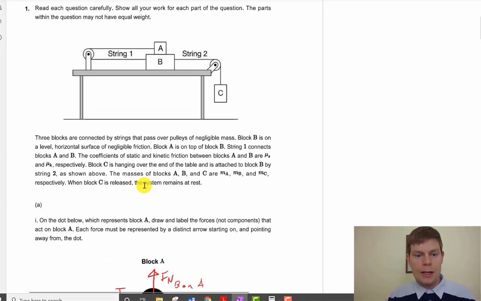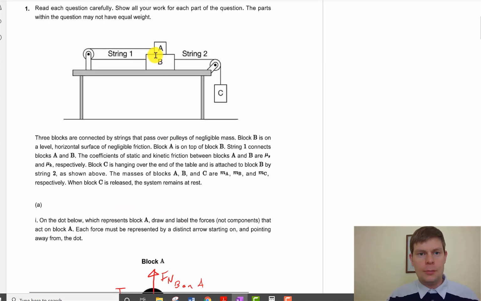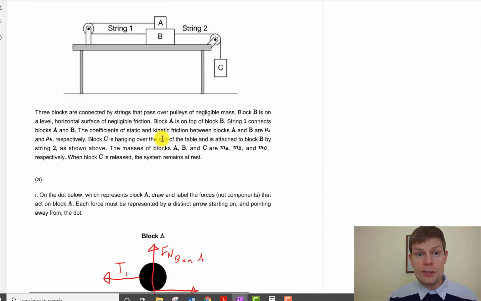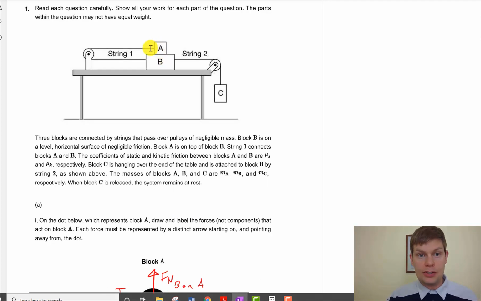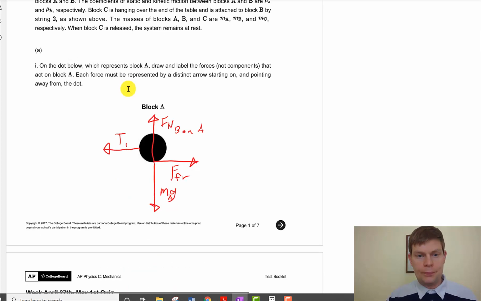First guy, or block A, we've got gravity down on it, mass of A times g. We've got tension 1, I called it because it's string 1, pulling back. We've got normal force of B on A. I'm just labeling things like that. And we got the force of friction between A and B. The tension is trying to pull A to the left, so the force of friction is opposing that and pulling to the right. So that's the first guy.